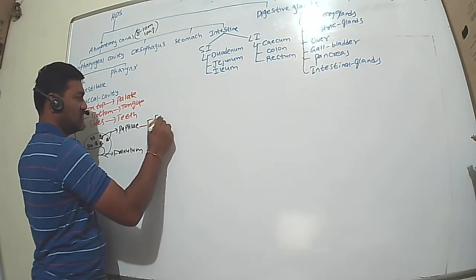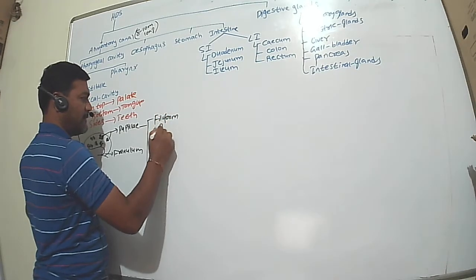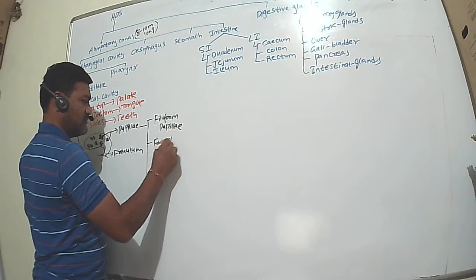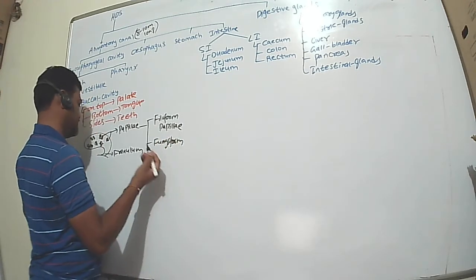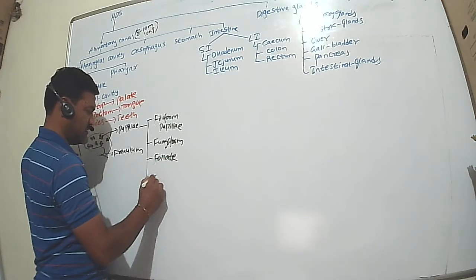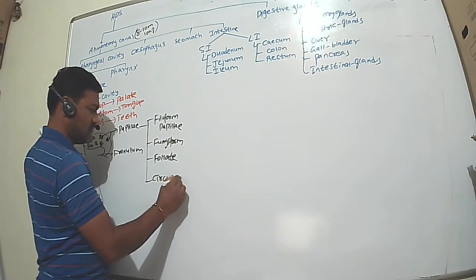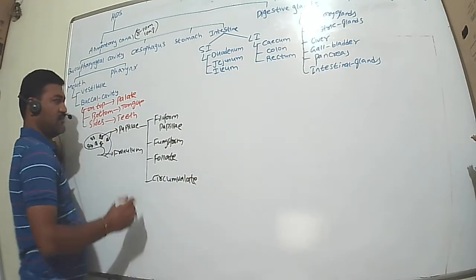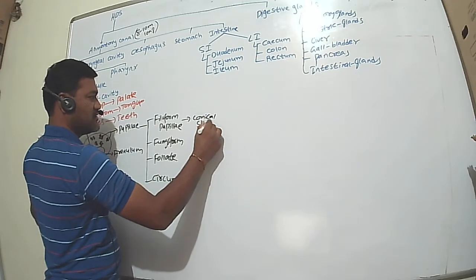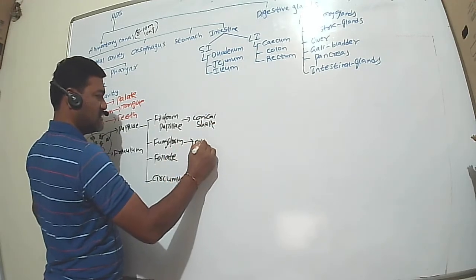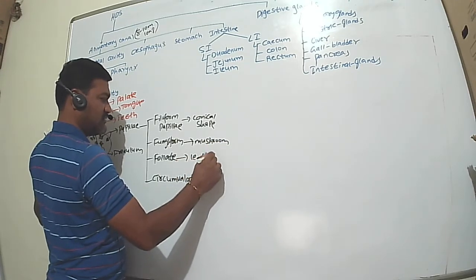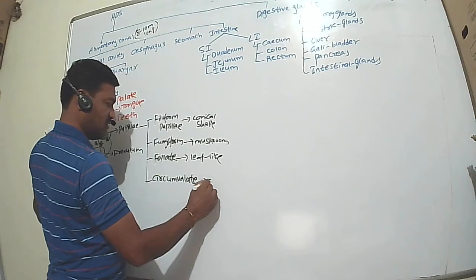First is the filiform papillae, and the fungiform papillae, and you have next foliate papillae and circumvallate papillae. Filiform papillae is conical in shape, and the fungiform is mushroom shaped. The foliate is leaf like, and the circumvallate is knob like.